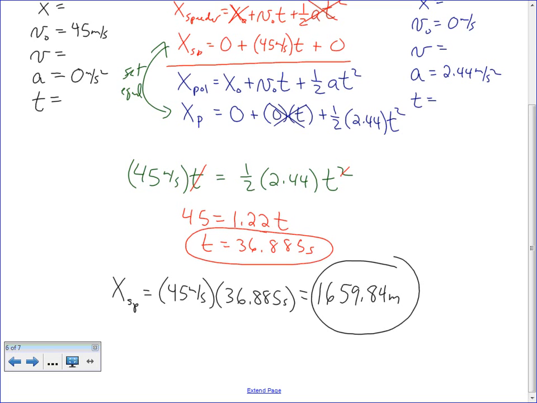Again, it's going to take a little while for this police car to catch up with the speeder, because the speeder was going pretty fast. 45 meters per second is over 90 miles per hour.